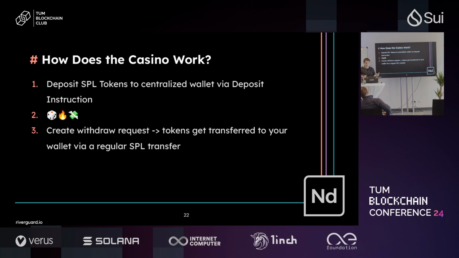So what does the casino do with it? Well, the casino expected us to deposit our SPL tokens to a centralized wallet. Then we could get the liquidity tokens, we could gamble with it, and if some money is left in the end, we can withdraw it again with a withdraw request, and then the tokens would get transferred back to our wallet via regular SPL transfer.